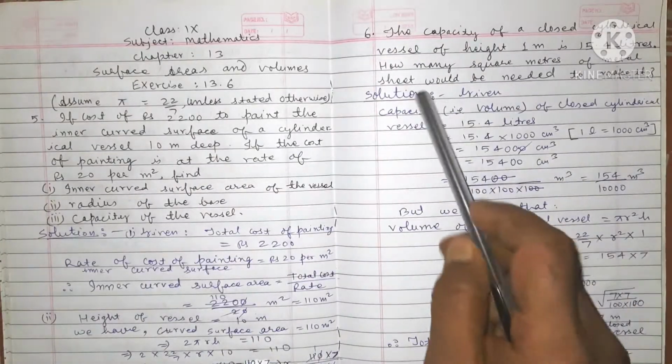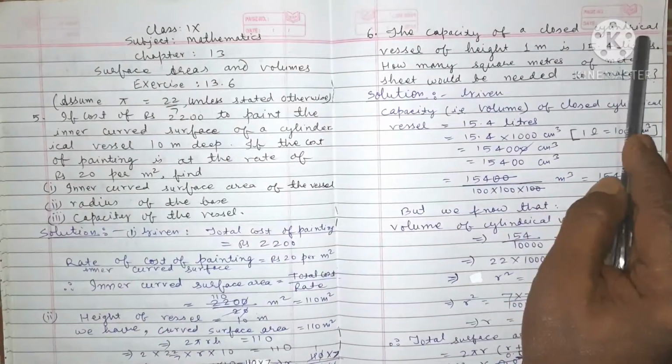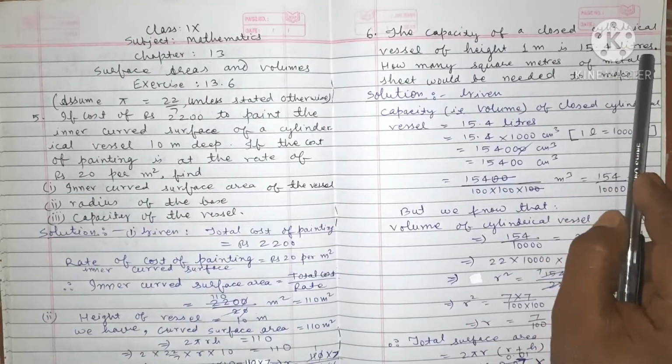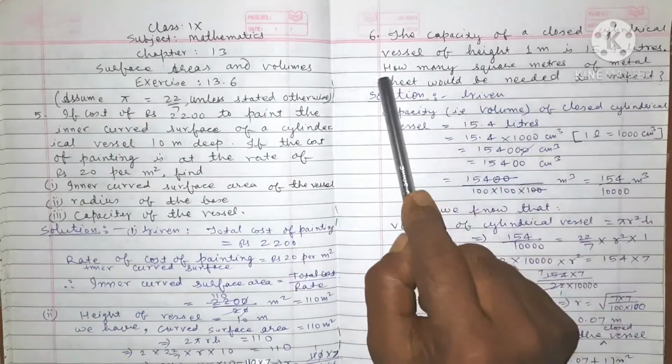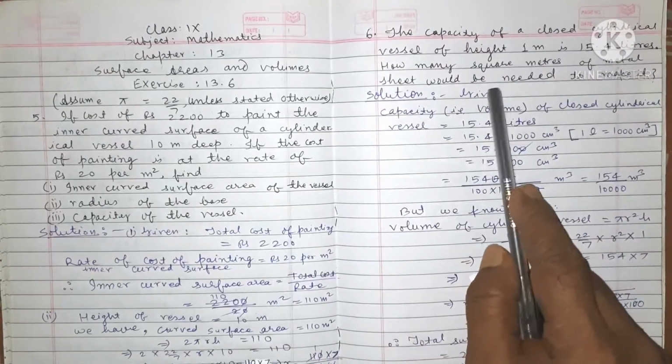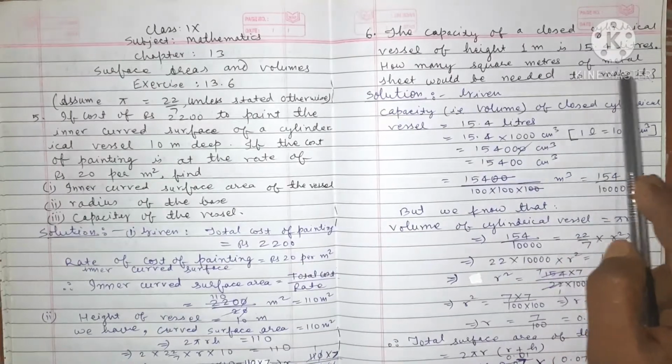Now question number 6. The capacity of a closed cylindrical vessel of height 1 meter is 15.4 liters. How many square meters of metal sheet would be needed to make it?